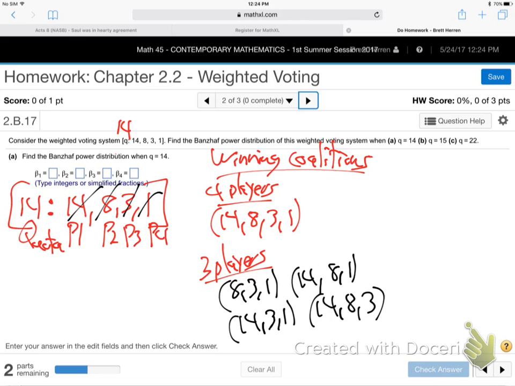Now, are those all winning teams? No, because they don't all make 14, do they? You got to have 14 to win, to get whatever you're trying to get done. 8, 3, and 1 doesn't make it, so they're out. They shouldn't be there. All the rest are good, though, right? Yeah, all the rest are good.